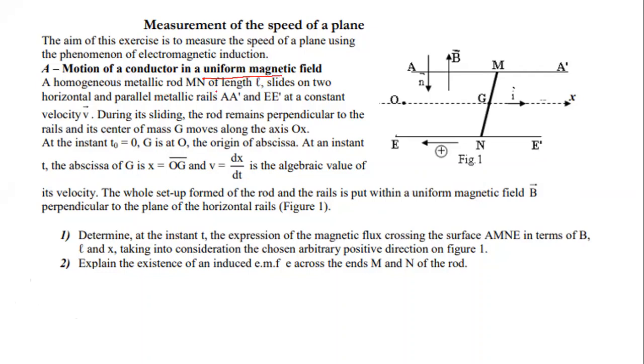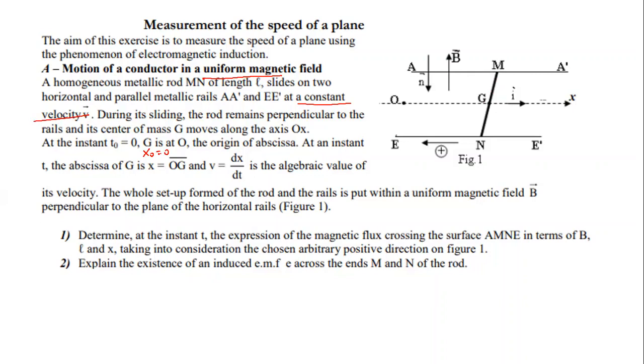A homogeneous metallic rod MN of length L slides on two horizontal and parallel metallic rails, A' and E', at a constant velocity. During its sliding, the rod remains perpendicular to the rails and its center of gravity moves along the axis OX. At t equals 0, G is at O, so x0 is equal to 0. At the instant t, the abscissa is x equals OG, where V is dx over dt. The whole set is put within a uniform magnetic field B, perpendicular to the plane of the horizontal rails.